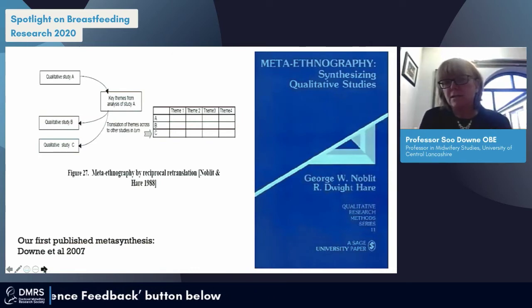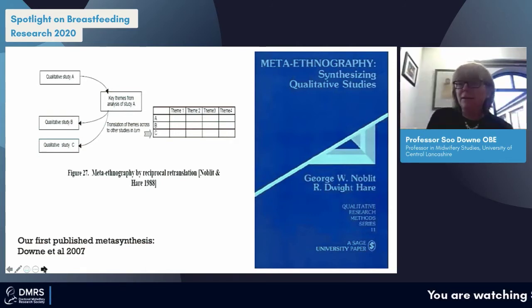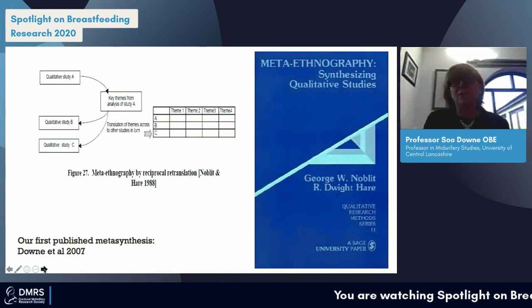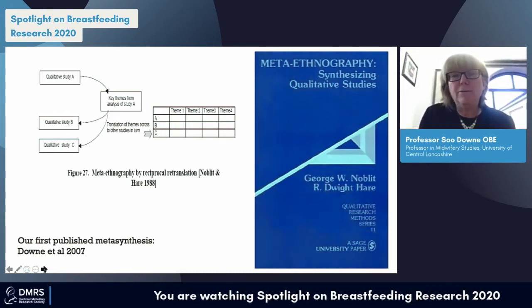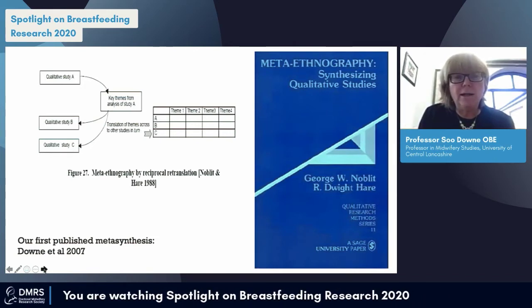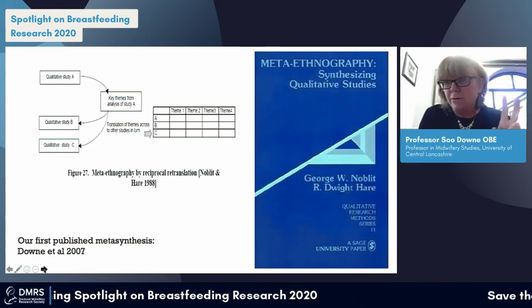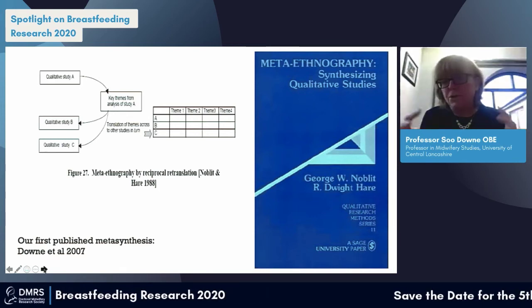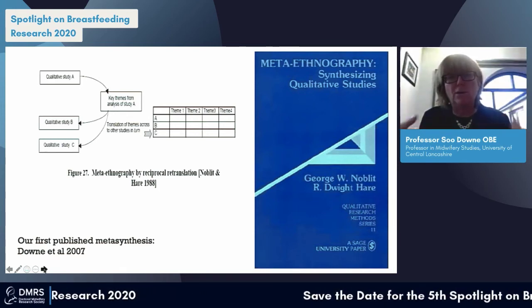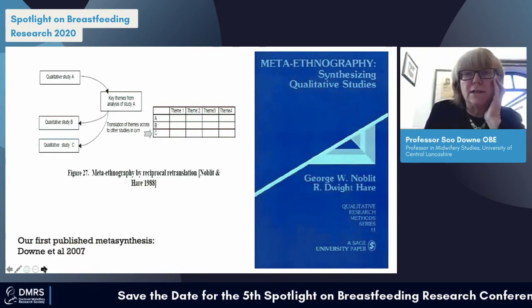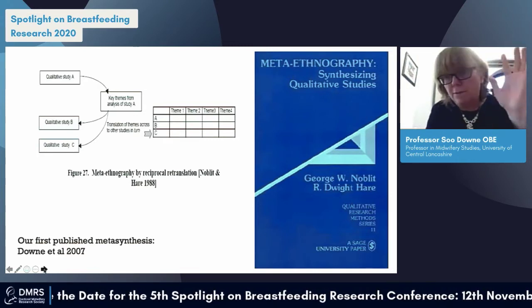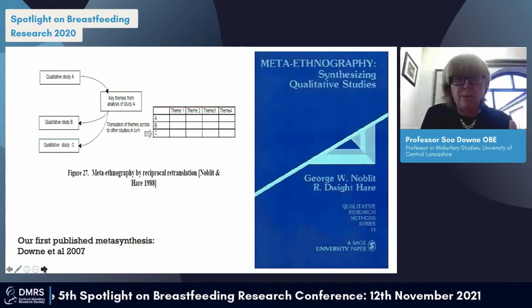The classic text is this one, Noblit and Hare. There are all kinds of meta now: meta-narrative, meta-method, meta-synthesis, meta-analysis, lots of different metas. But from the point of view of the techniques, Noblit and Hare is very easy to read, and very well worth having a look at. They talk about meta-ethnography, although in fact in their study they involved far more than just ethnographic studies. They had a whole load of studies they combined. Our first published meta-synthesis was in 2007, and there had been others just before us, but it was still quite new at that point.